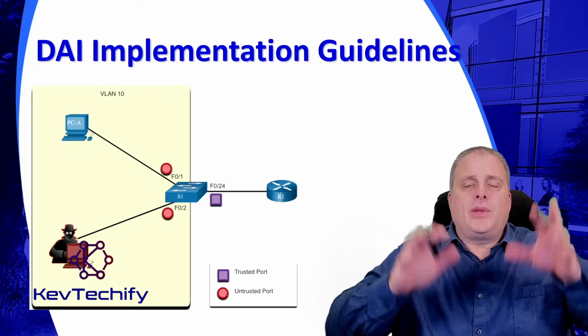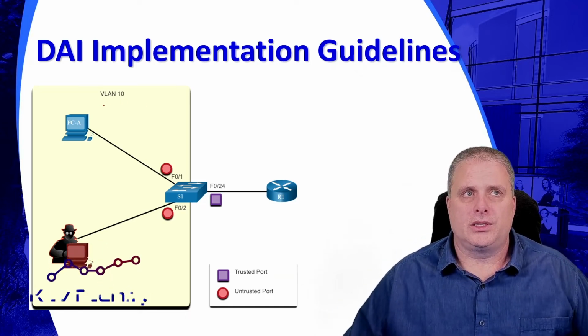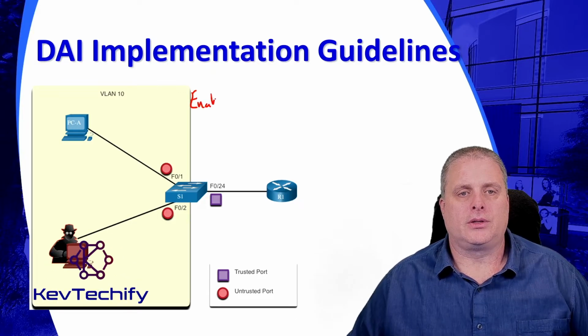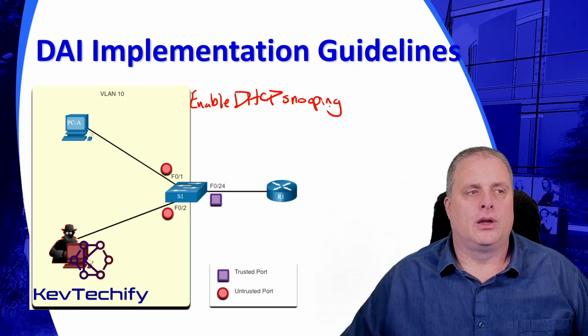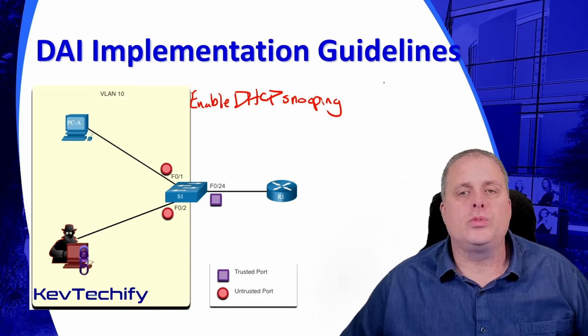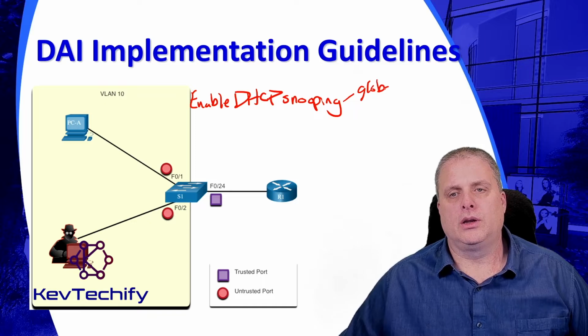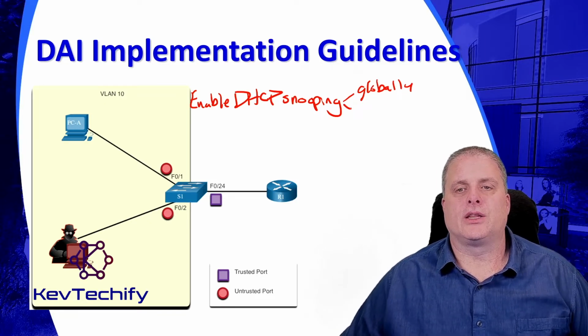To enable Dynamic ARP Inspection, there are some guidelines we should follow. First one is enabling DHCP snooping. We enable this in two places. We enable this globally on our device, on our switch. And then you also do it on selected VLANs.